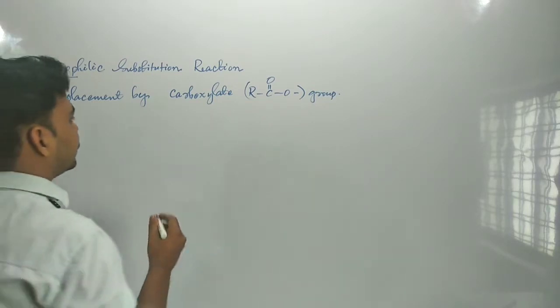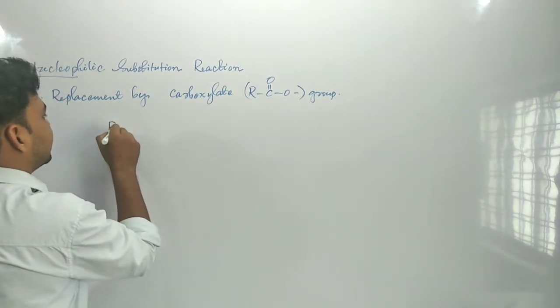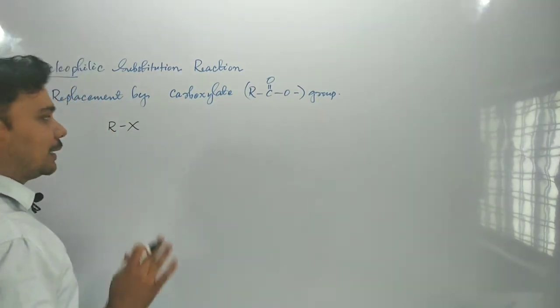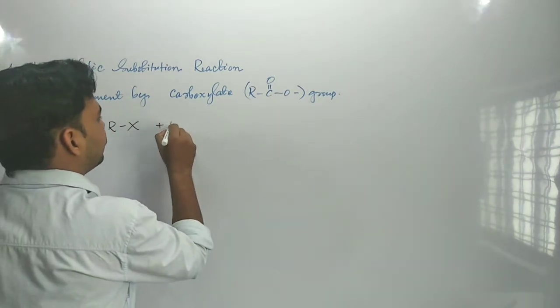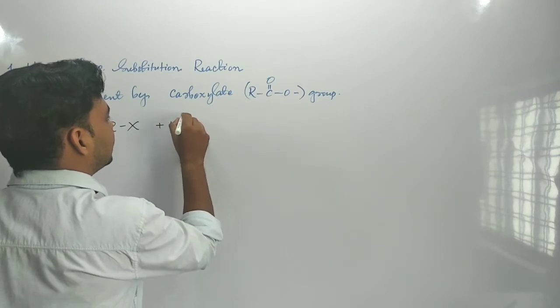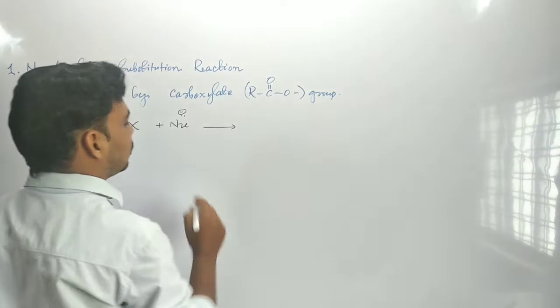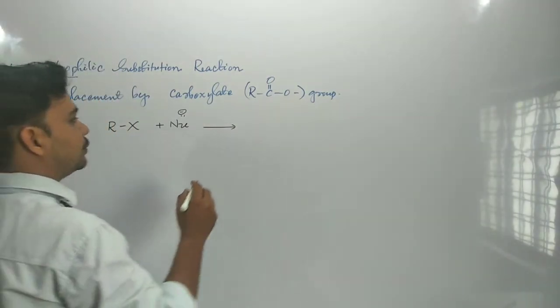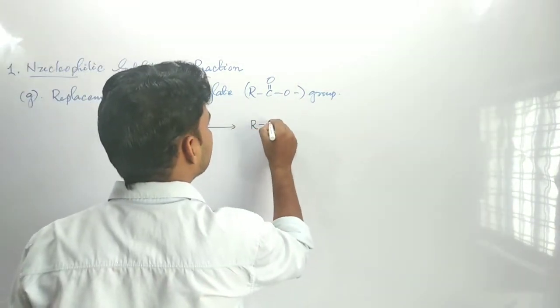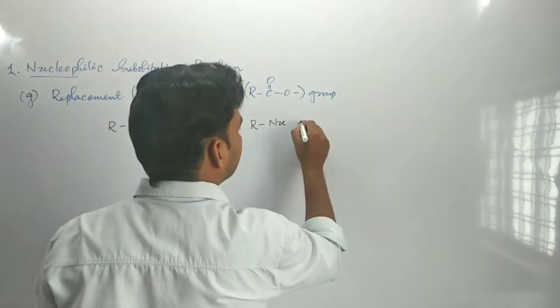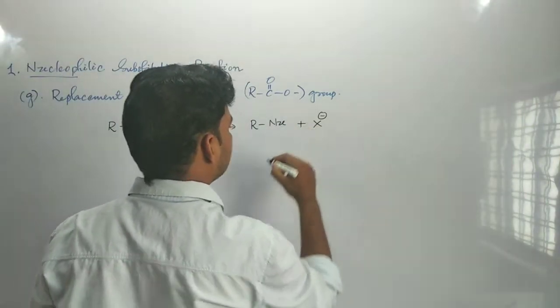Listen students, this was your general nucleophilic substitution reaction. RX was the substrate molecule, alkyl halide. When this is treated with a nucleophile, this is the general representation of the nucleophilic species. As a result of the nucleophilic substitution reaction, we were getting the nucleophilic substituted product, and finally this was the leaving group.